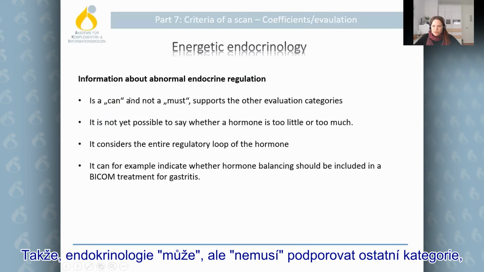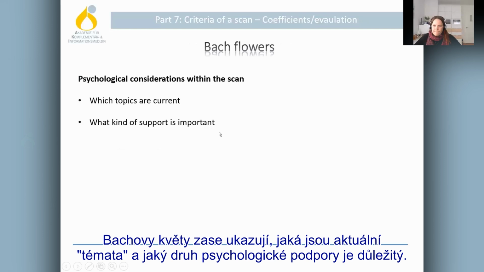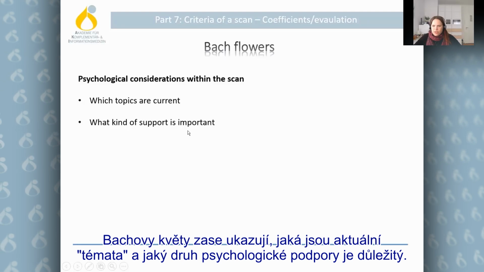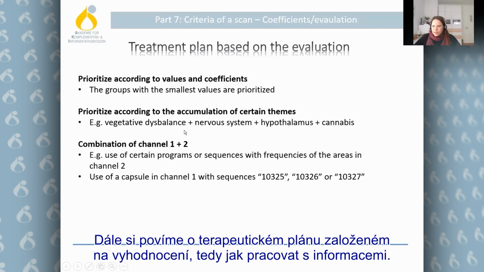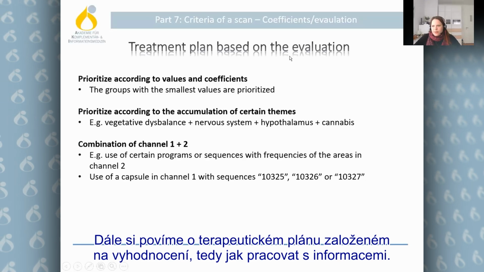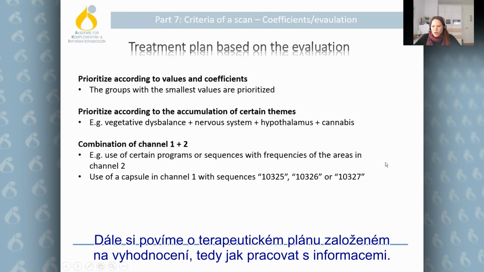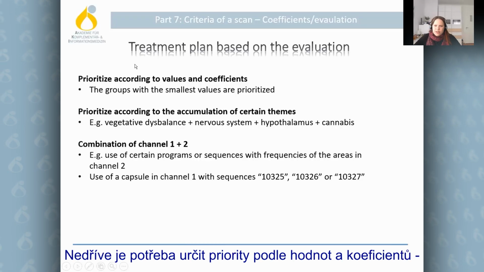And the endocrinology, just can, not must, of course. Bach flowers, what I taught before. So what kind of support is important, what kind of psychological aspect is important. And then just treatment plan based on the evaluation, so how you can work with this information.